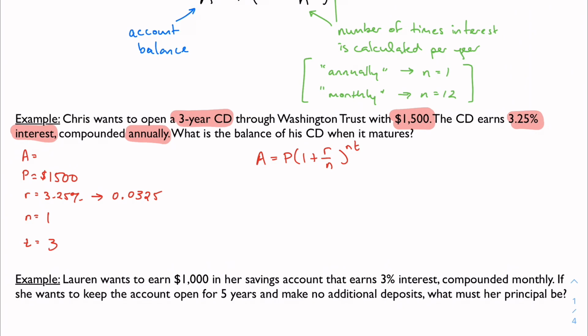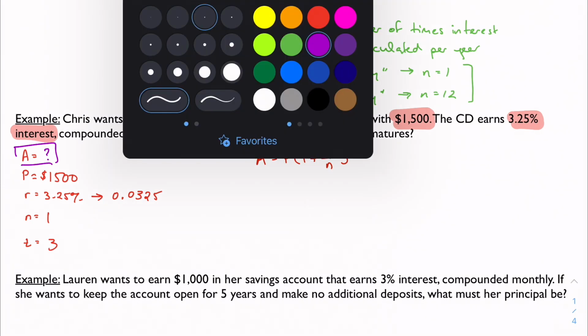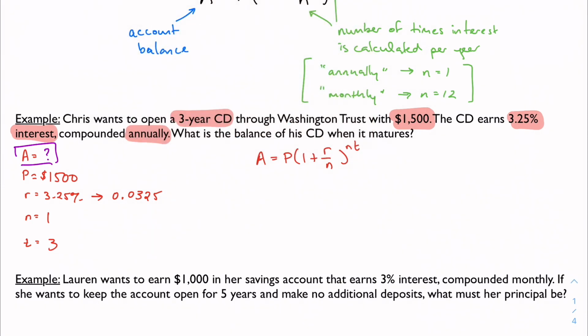What is the balance of the CD when it matures? This is what I'm solving for. I'm solving for A. Now I've got all my information isolated, which is going to make it a lot easier to calculate instead of trying to go back into the problem every time and pick it out of the paragraph. It's a lot easier to have it all written out because now I can just go through and plug everything in.